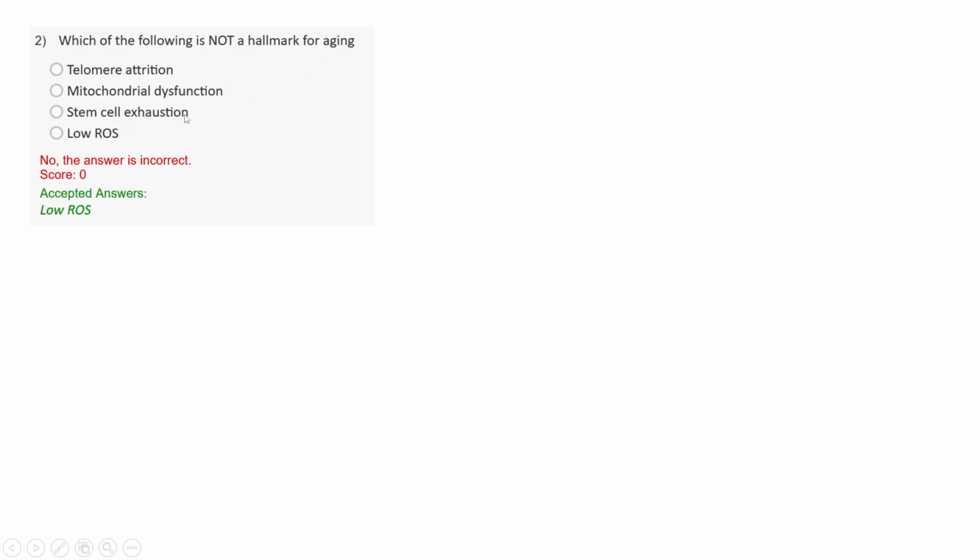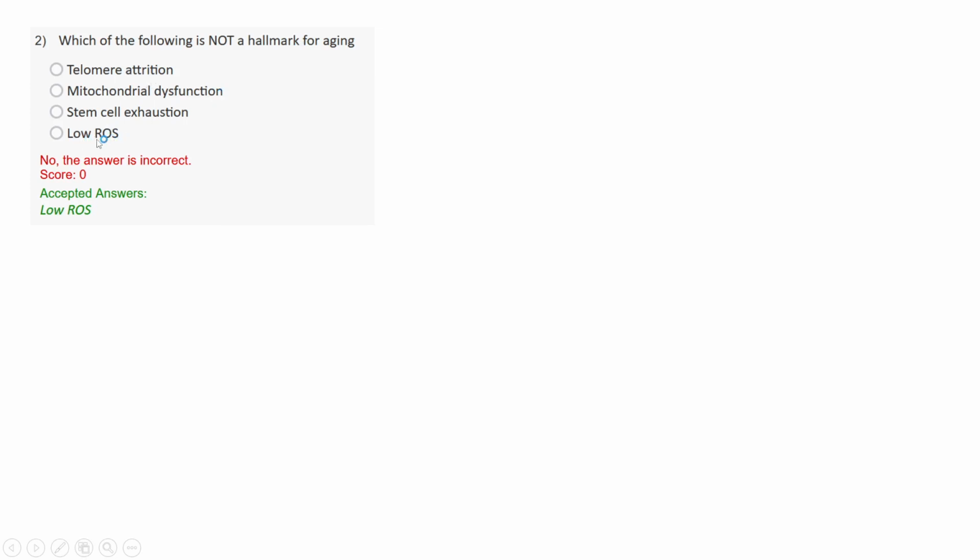Stem cell exhaustion, yes, certain stem cells. For example, hematopoietic stem cells, from which certain blood cells originate in the bone marrow, and also other stem cells from which different cells originate. If the stem cell is exhausted, then the progenitor cells, or the cells derived from these progenitor cells, will not be able to form. That is one hallmark of aging. So these three are correct.